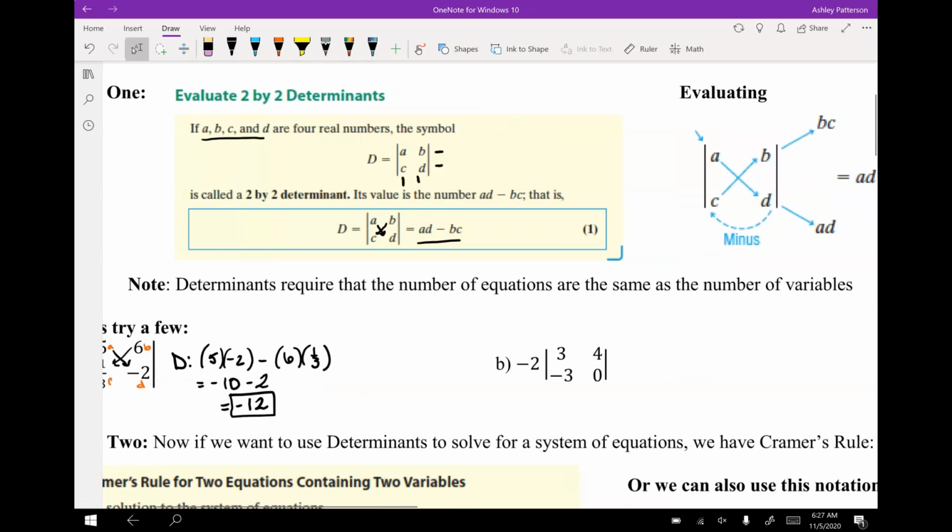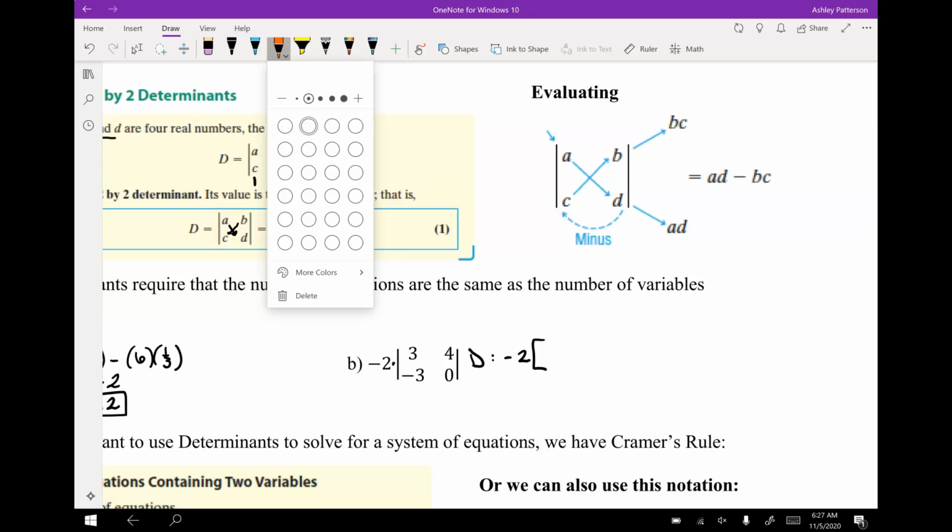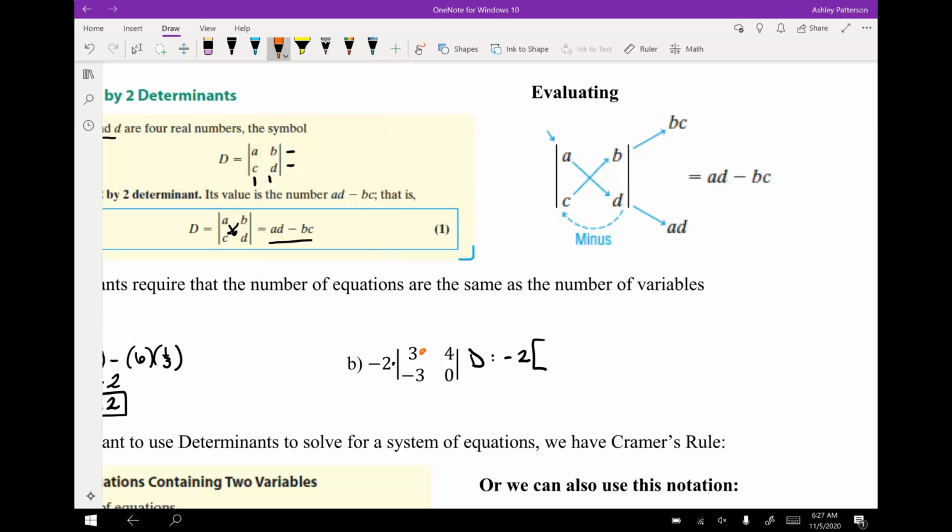Well, you might actually be asked to evaluate a determinant with a number on the outside. This represents -2 times this 2 by 2 matrix. So we're going to do just that. The determinant will be -2 times whatever the determinant from the matrix ends up being. Again, in the top row, we have A and B, and in the bottom row, you have C and D. And then we multiply top to bottom, so A to D and B to C.